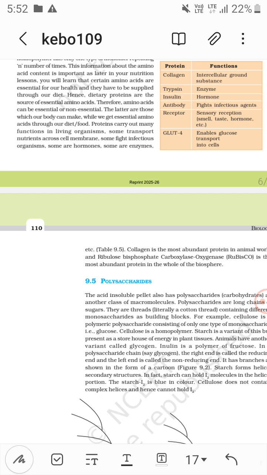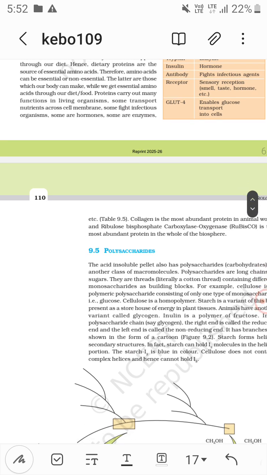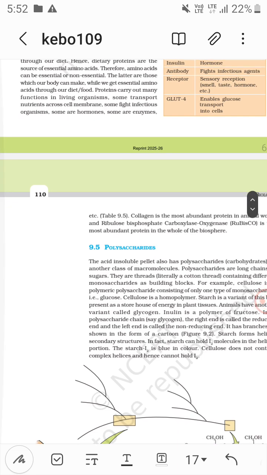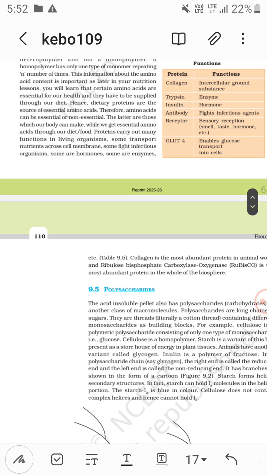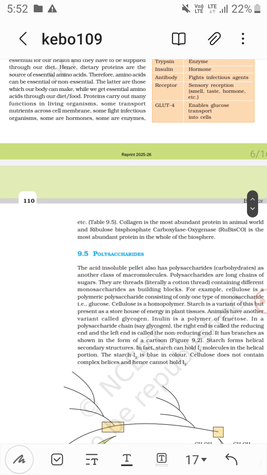Phenylalanine, leucine, isoleucine, like that, given in NCERT chemistry or biomolecules. Go and watch it. Now proteins carry out many functions in living organisms. Some transport nutrients across the cell membrane, some fight infectious organisms, some are hormones, some are enzymes, etc.